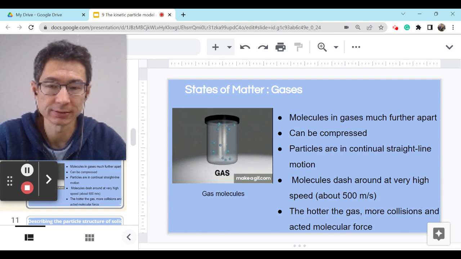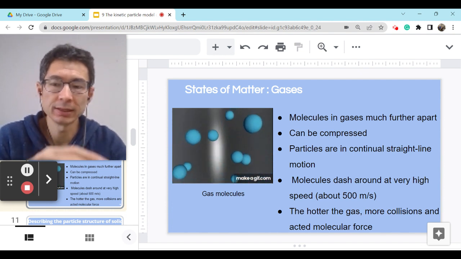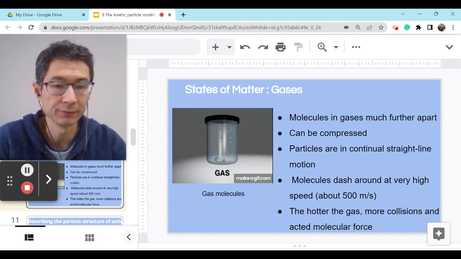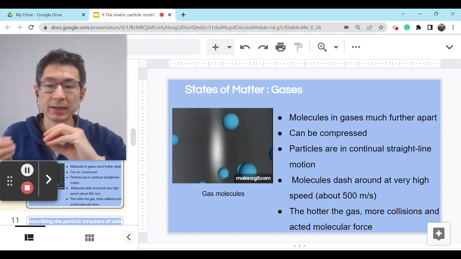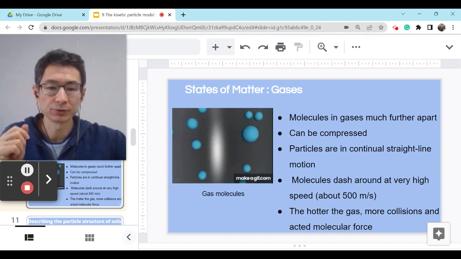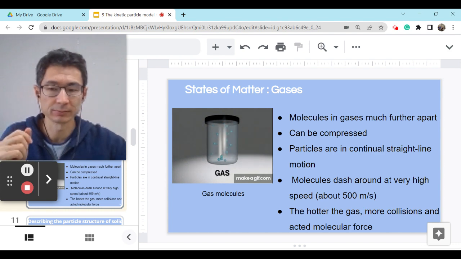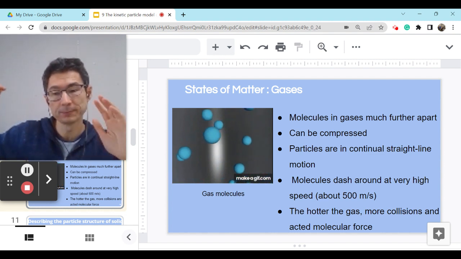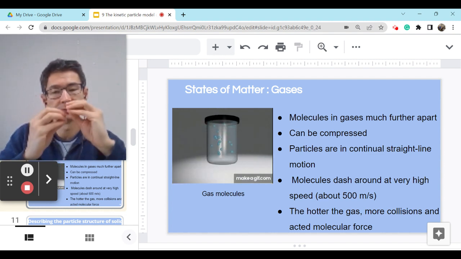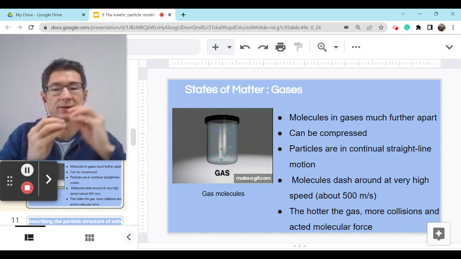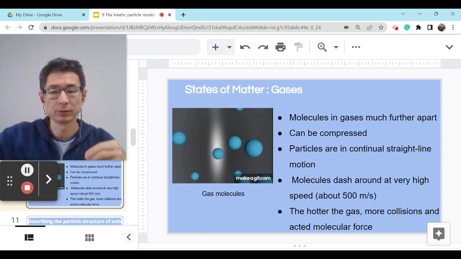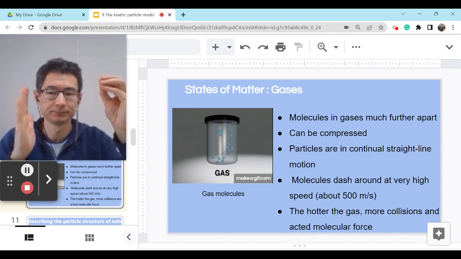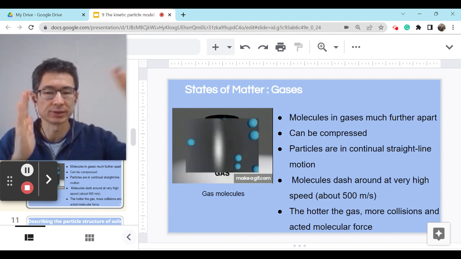And the next one is gas. Our model, the kinetic particle model, says that molecules in a gas are much further apart. They are moving in straight line motion, not random. But when they hit each other, they can change direction randomly, depending on how they hit each other or how they hit the wall of the container or vessel.